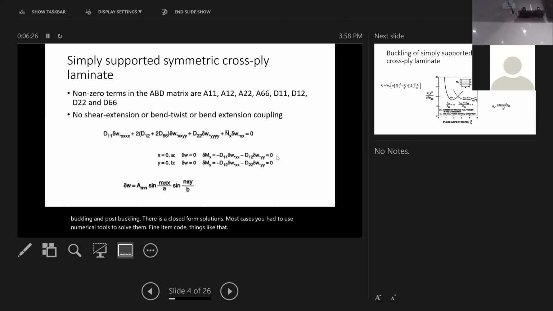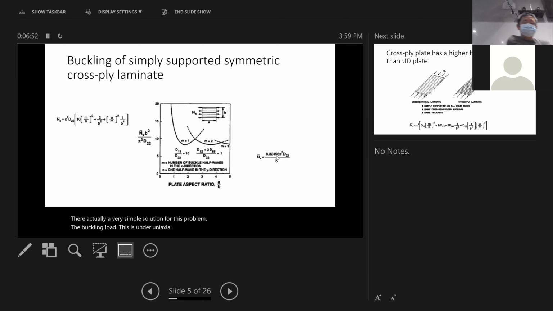But when you have an analytical solution, what it allows you to do is develop further understanding. The closed form equation gives you a lot of insight into the dependencies of things. So for this special case, this is from Bob Jones' book. If you're interested, there are more details in there. There's actually a very simple solution for this problem. The buckling load, this is under uniaxial compression, is given in that equation there.